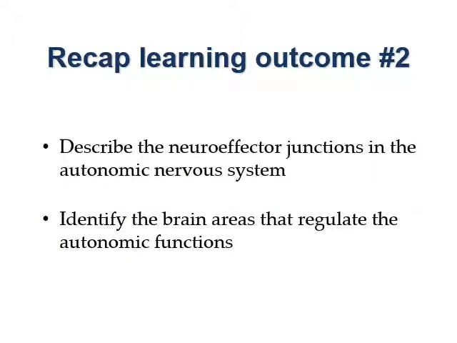So this is a short lecture from the previous part to further explain the autonomic nervous system, particularly the neuroeffector junction and the signal transmission occurring at the neuroeffector junction. We also want to understand how the autonomic function is regulated by the central nervous system, as well as identify the brain areas that regulate the autonomic function.